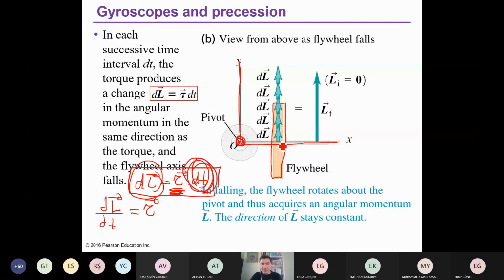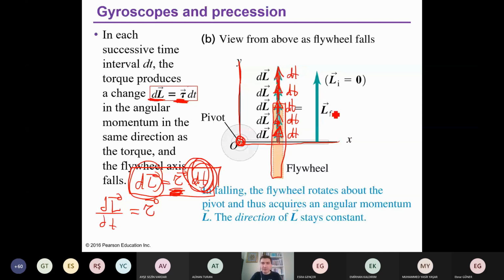So for the first time interval, I have dL in this direction. The direction of the angular momentum is along the direction of the torque. This is the dL for some certain dt time, and for the next dt time, I have another dL, and another dL, and another dL, okay?